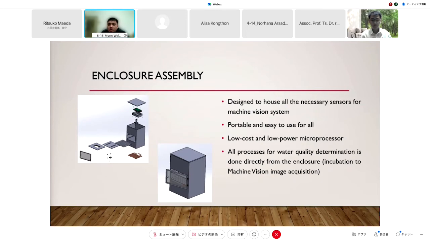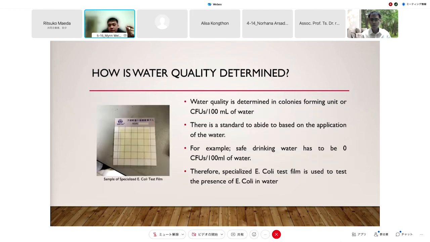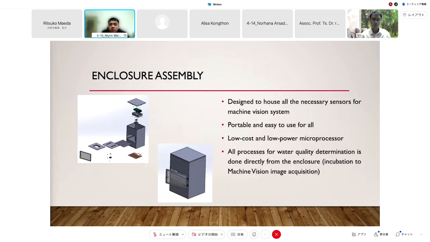Okay, so next, just now I did mention about the enclosure assembly. So basically, this is the enclosure. It's a very small enclosure which I have designed. All right, so all the necessary equipment, or rather, the whole process of testing the quality of water is done in this small enclosure. It starts from the incubation, from the moment we drop the test water onto the test film on this part here, just as I explained just now. All right, so it starts here.